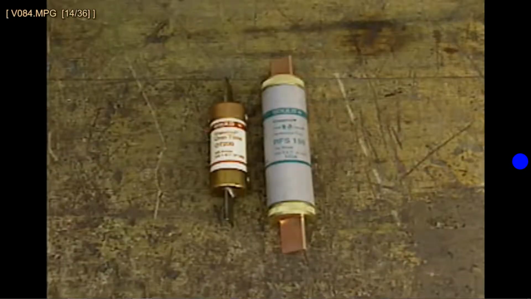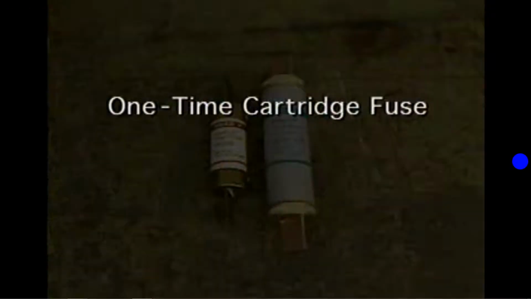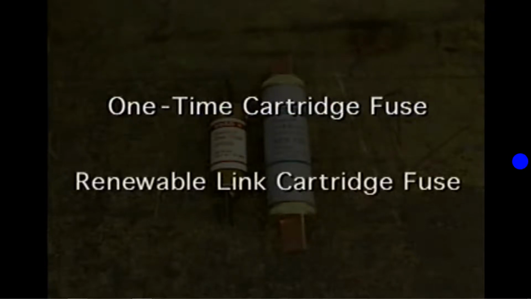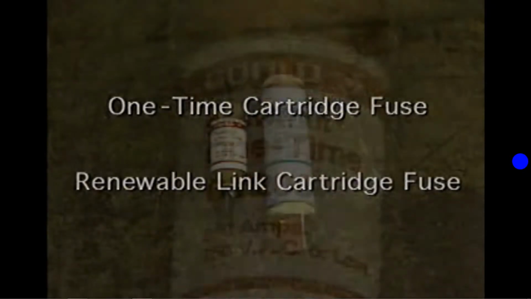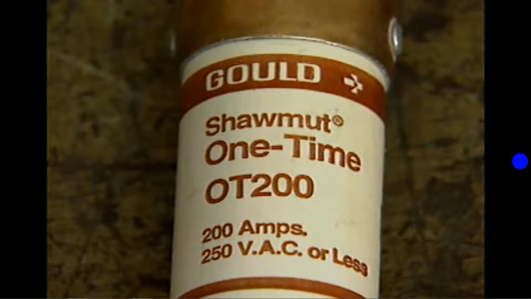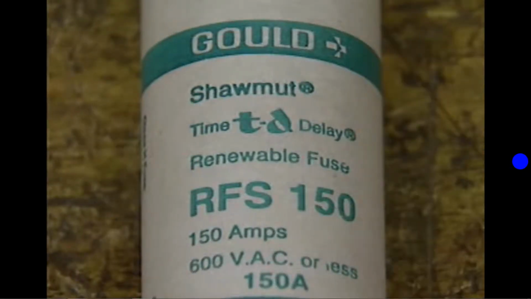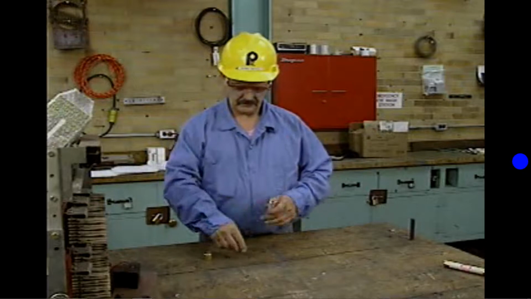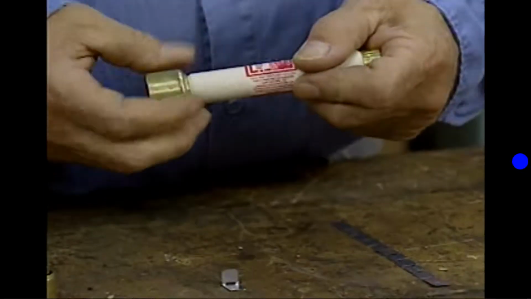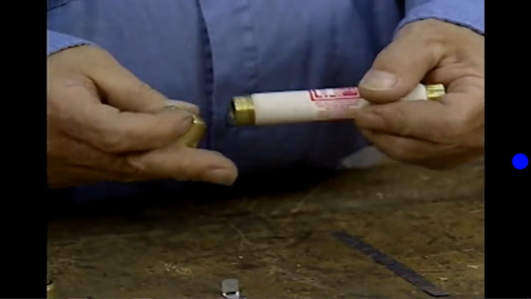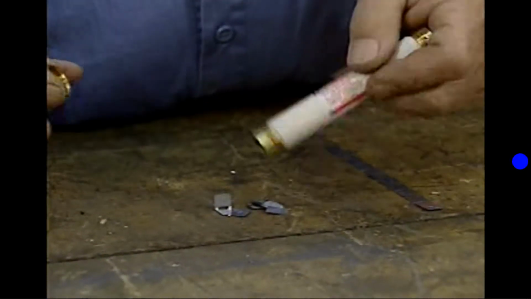Two general types of cartridge fuses that are commonly used in motor branch circuits are one-time cartridge fuses and renewable link cartridge fuses. A one-time fuse, as its name suggests, is a fuse that must be discarded after it blows. A renewable link fuse contains a link that can be replaced with a new one so that the fuse can be used again. To replace a blown fuse link in a renewable link fuse, you first unscrew the end of the link fuse, then take out the blown fuse link.